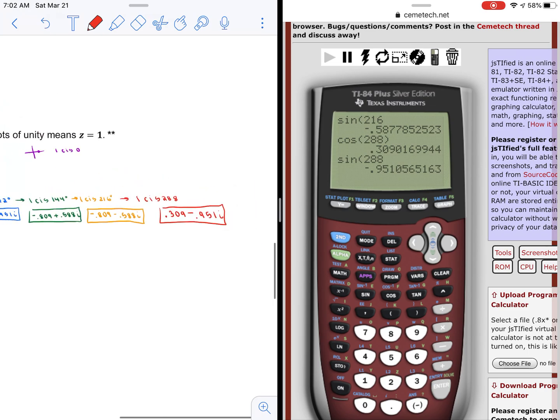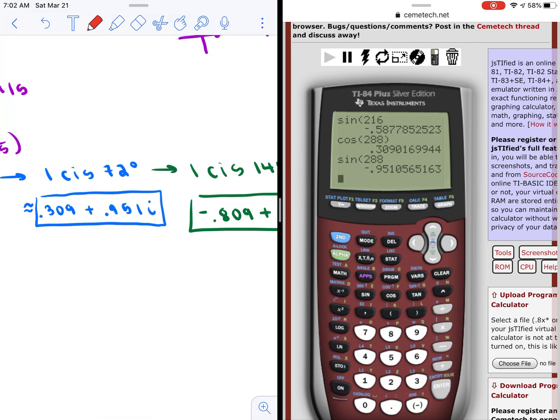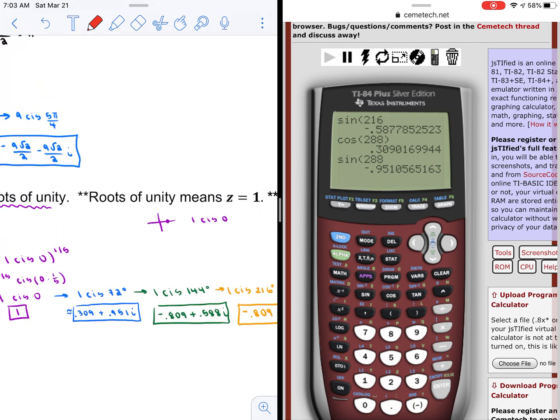So let me know if you have any questions, but even though these are decimals and rounded, if you were to take each of these and raise it to the 5th power, you should see that you get 1 as a result.